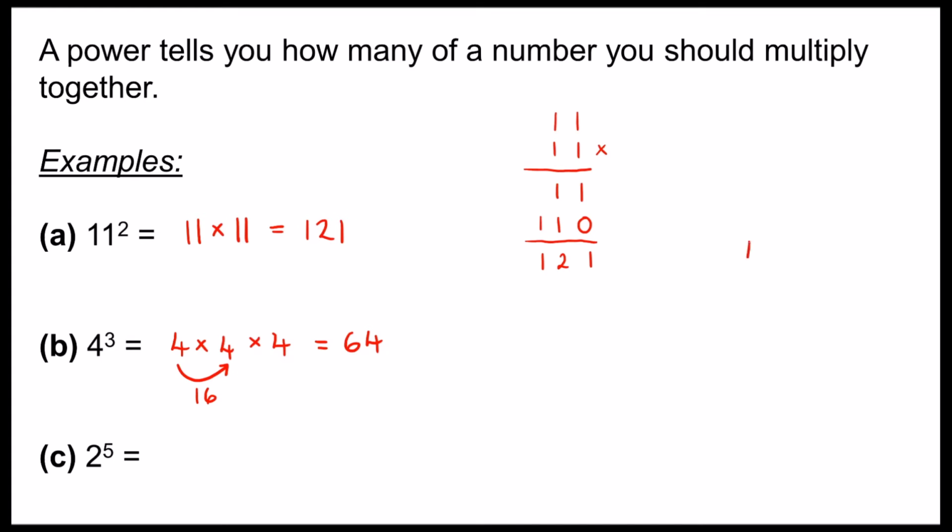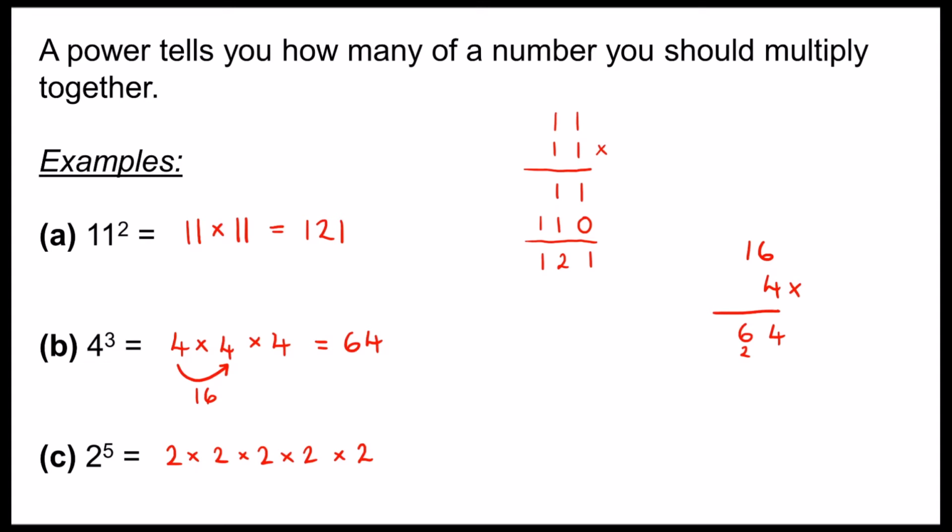So we wanted to work out 16 times by 4. As you can see, I get the same answer. In my last example, I'm asked to calculate 2 to the power of 5. That means that there's 5 2's that are all getting multiplied together. So 2 times 2 times 2 times 2 times 2.